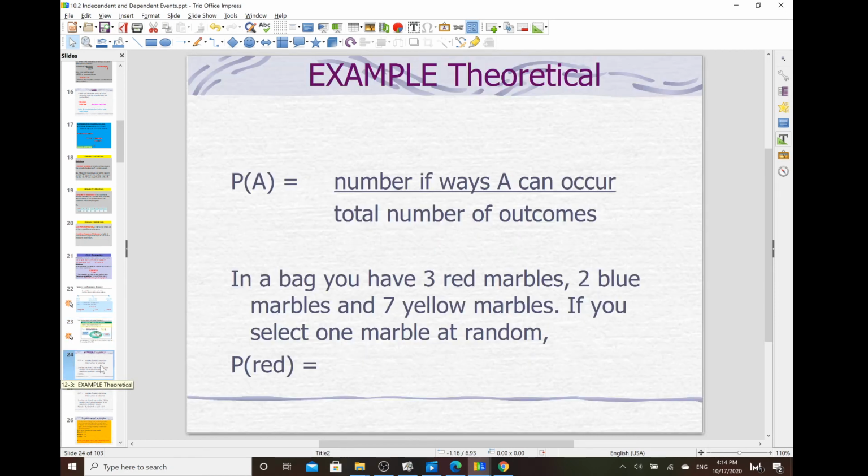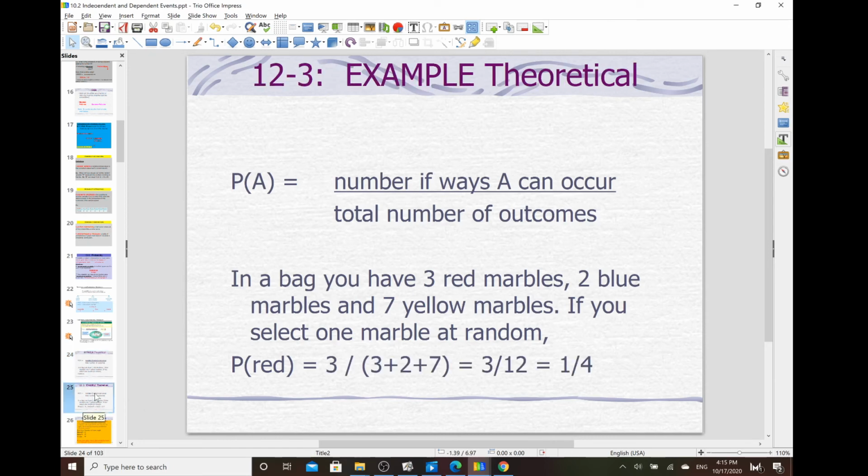So that's what we talked about earlier. An example of theoretical: the number of ways A can occur over the total number of outcomes. So it's always the same kind of formula, the possible outcomes over the total outcomes. In the bag, you have 3 red marbles, 2 blue marbles, and 7 yellow marbles. If you select one marble at random, what's the probability of getting a red? We do have 3 red marbles. And how many marbles do we have in the bag right here? So total is what, 12? So it's 3 over 12, which is what, 1 over 4.